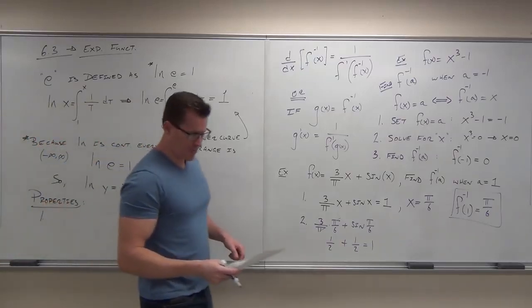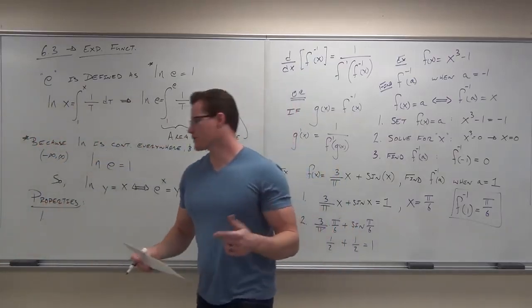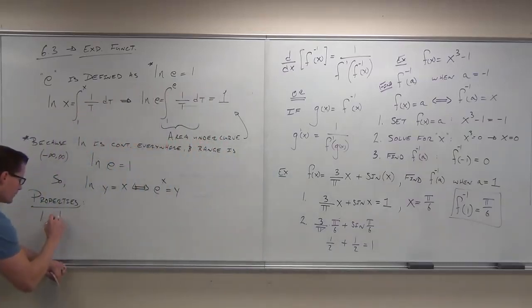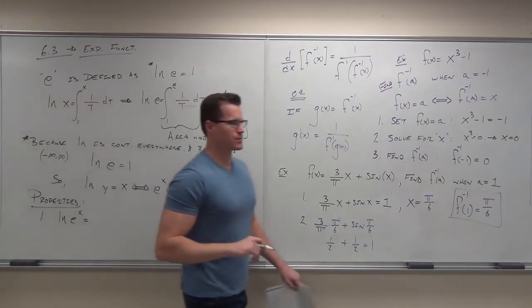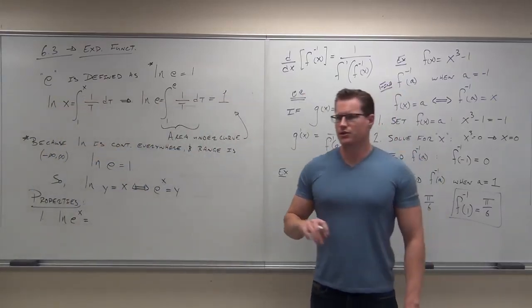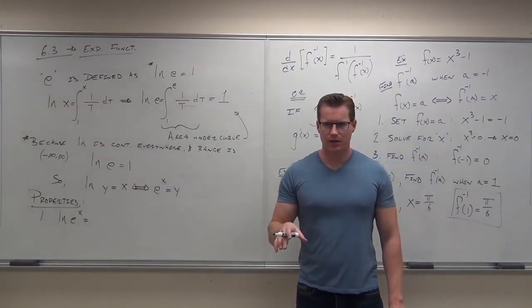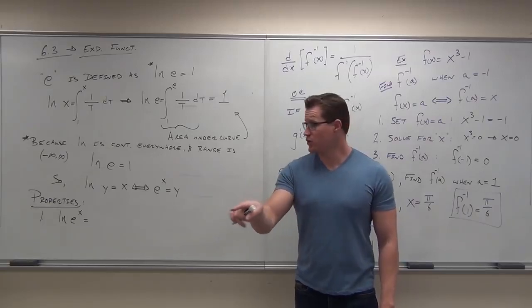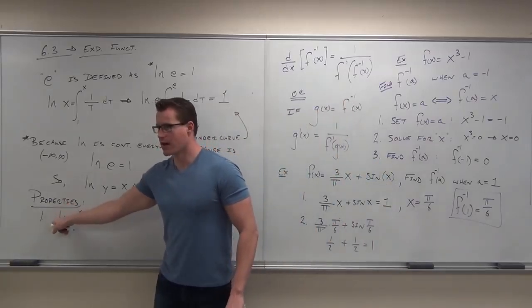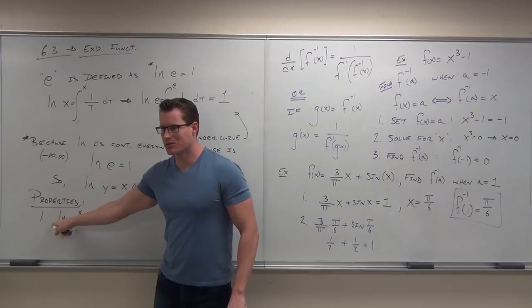So first property. The first one is kind of so nice. If you have ln of e to the x, do you know what the answer is going to be? You can move the x in front of the ln. Do you remember doing that? Yeah.